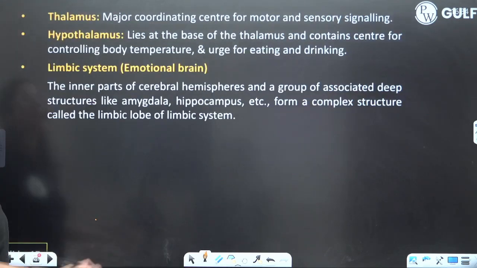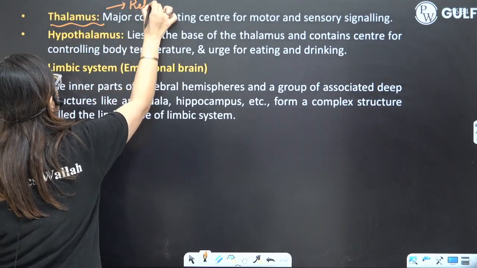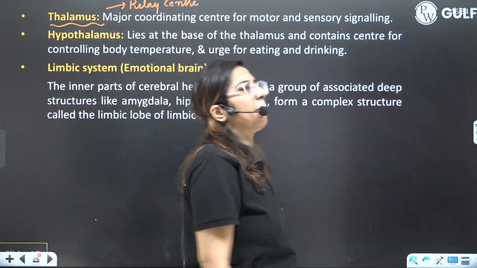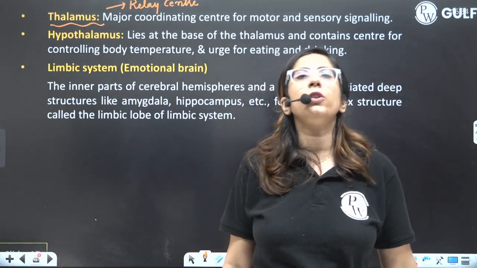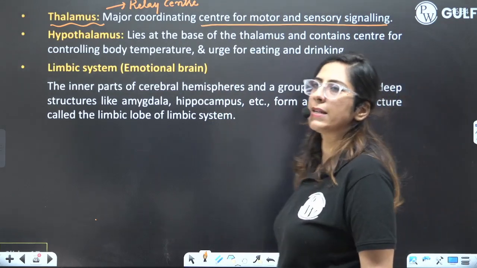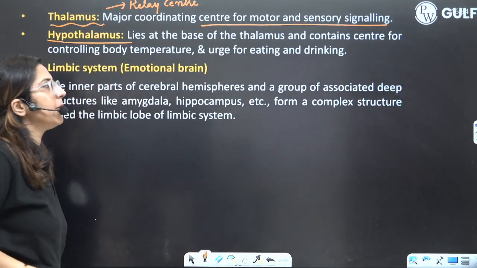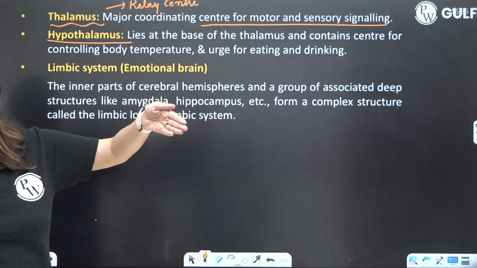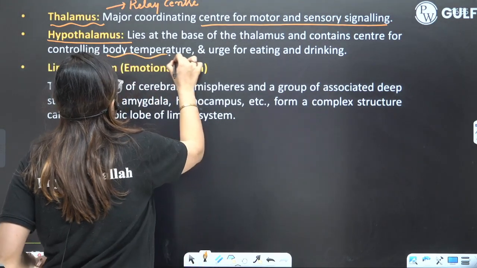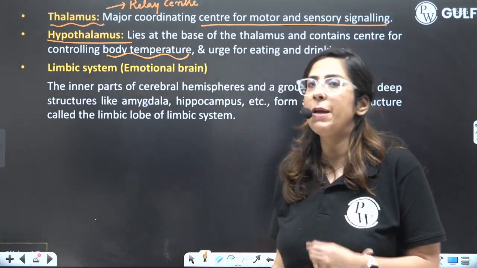Now, the next part is the thalamus. The thalamus is termed a relay center. What do we call this? My very important question. This is a relay center. Whatever information goes to the cerebrum for processing transfers through the thalamus, right? So this is a major coordinating center for motor and sensory signaling. Now next is the hypothalamus. So what is the hypothalamus? The hypothalamus lies at the base of the thalamus and it controls the body temperature, right? This is the one which is responsible for eating and drinking.